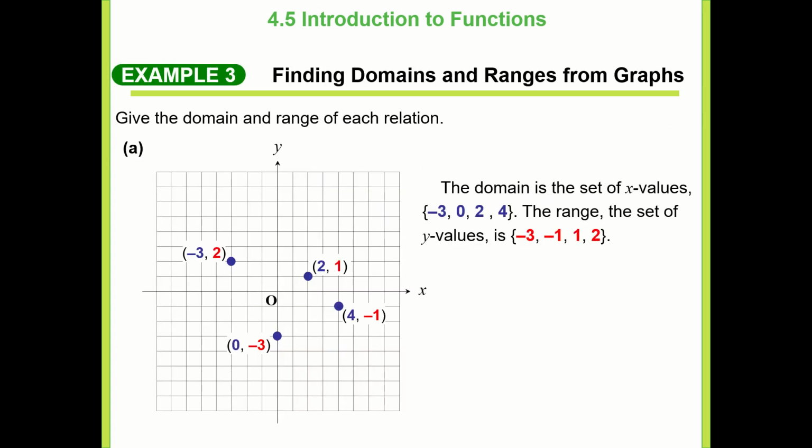Okay, now we have these points. So in this course, we are studying domain and range. What is domain and what is range? Now, if I give you such a graph, what is the domain? You will write the X values here: -3, 0, 2, and 4. These are the domain. And here I have 2, -3, 1, and -1. These are the range.